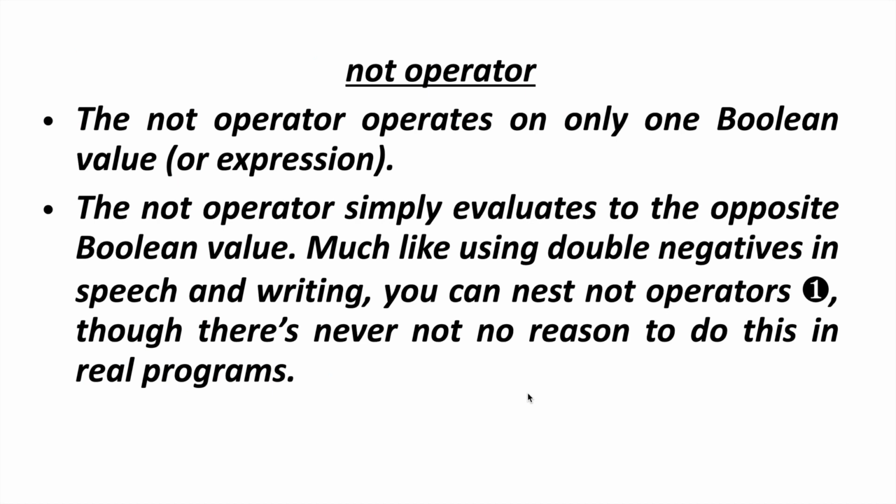Not operator. So the not operator operates on only one Boolean value or expression. As the name suggests, the not operator simply evaluates to the opposite Boolean value. What is the meaning of it? If the value is true, the result will be false. If the value is false, the result will be true. Exact reverse. Whatever you give as input, the output will be the exact reverse. If your input is true, the output is false. If the input is false, the output is true.